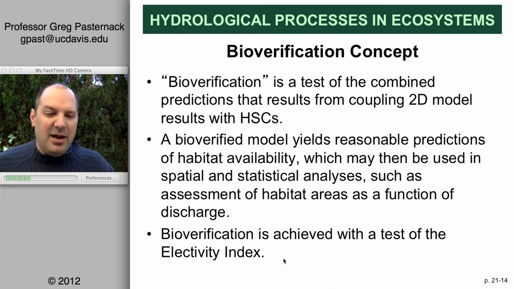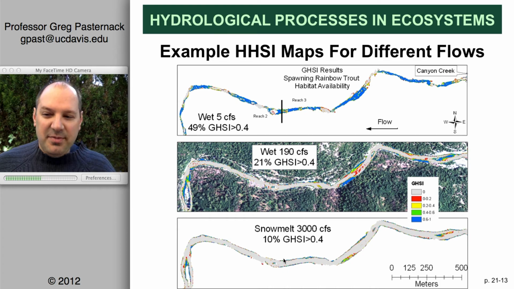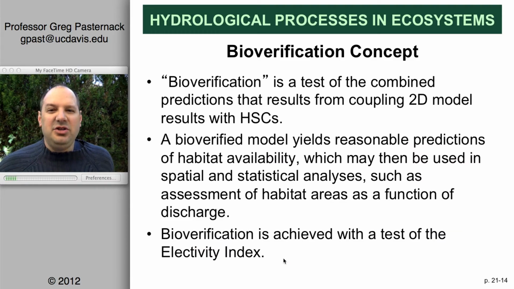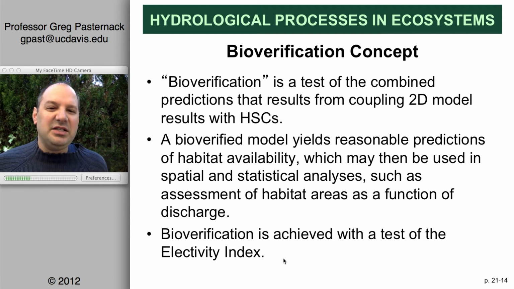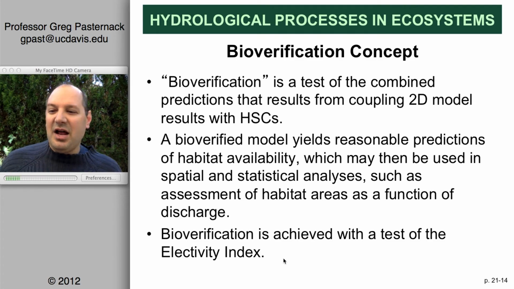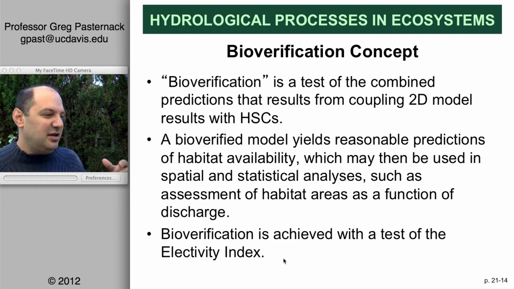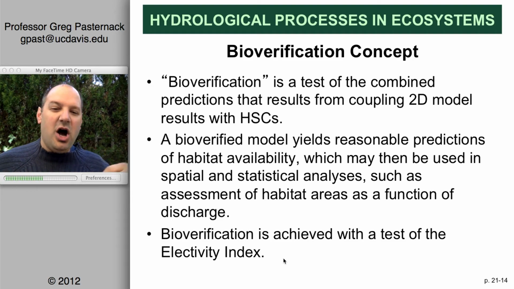So this is how we make a prediction, a spatial map, for example, of where we think the fish would like to be. The next thing we'd like to do is determine if that prediction is accurate. And that's a process that we call bioverification. So bioverification is a test of the combined predictions, combined meaning hydraulic prediction and habitat suitability prediction, all together to give us that hydraulic habitat suitability index.